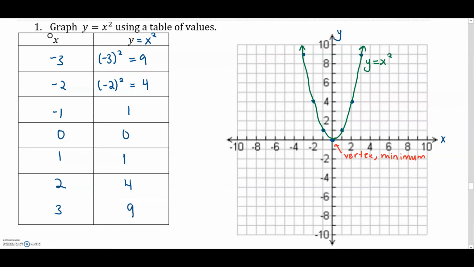This parabola also has an axis of symmetry, a vertical line that can divide my graph in half, and if you were to fold the paper in half right at the y-axis for this particular graph, you would find that the two sides of the graph overlap. Now we want to take our general knowledge of the graph of the equation y is equal to x squared and apply it to various transformations of the general parabola.